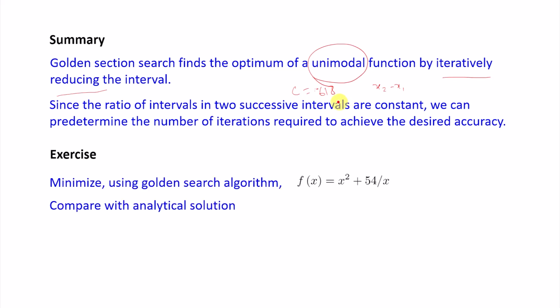For your exercise, minimize f of x equals x square plus 54 by x. Use the golden search algorithm and also solve this analytically and try to match both the solutions with each other.